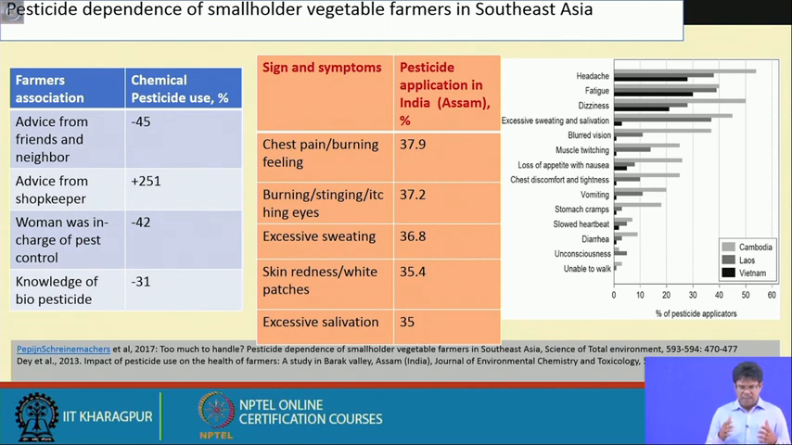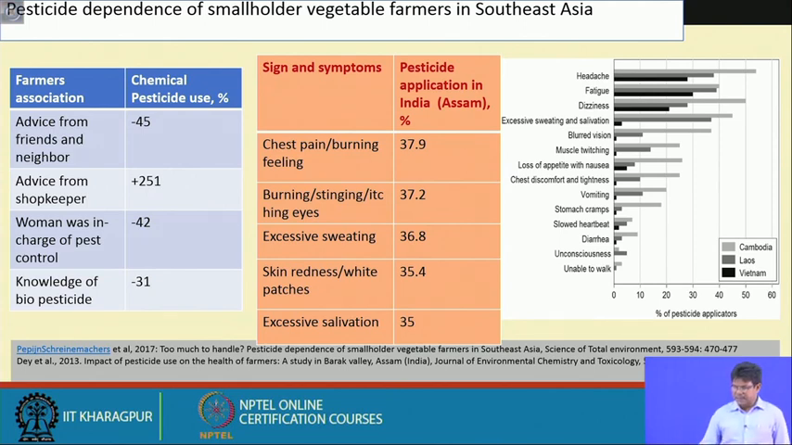If you see, if the pesticide use is in the charge of a woman, there is less use of pesticides, around 42% less use of synthetic pesticide if a woman is in charge of pest control. And if the farmer has some knowledge of biopesticides, then there is also a reduction in the use of pesticides, around 30% less, so he tries to minimize the use of synthetic pesticides.